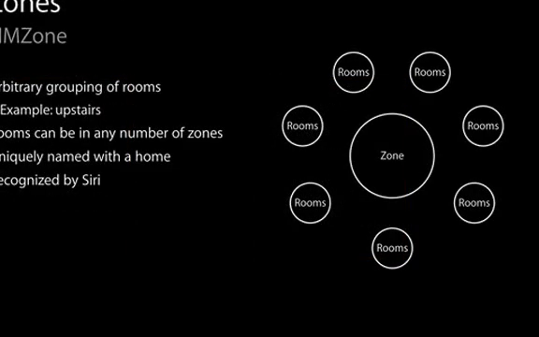There are some other ways that users, all of us, I guess, refer to things in our homes. So groupings of rooms, like upstairs or downstairs, or maybe the bedrooms. So rooms can be collected into zones. It's represented in HMZone and is an arbitrary grouping of rooms. And this is just an association. It's not an ownership relationship. So a room can be in any number of zones. Zones also are uniquely named, and zones are recognized by Siri.